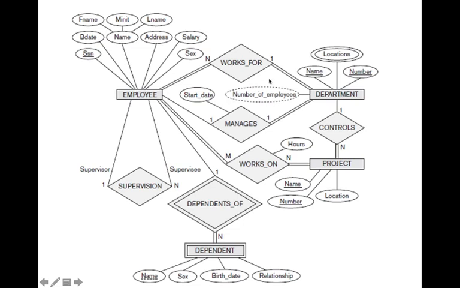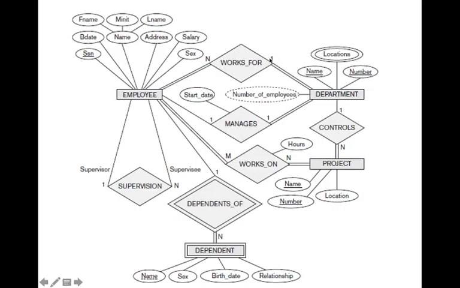Then sorry, this one specifies that an employee should work in at least one department. We will see another notation later. So now it is like this: a department can have n employees, and an employee should work in at most one department.